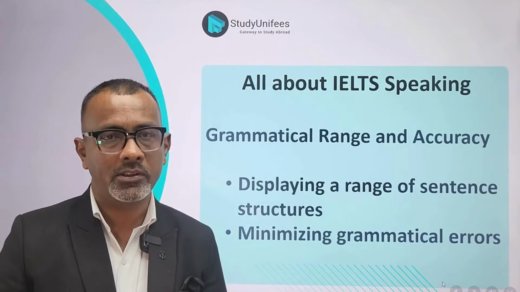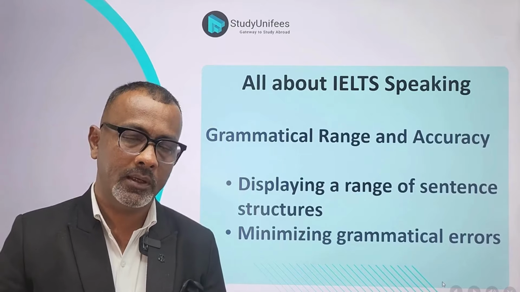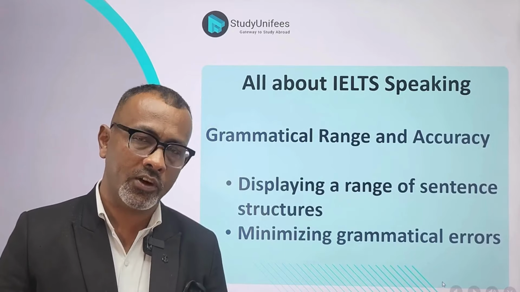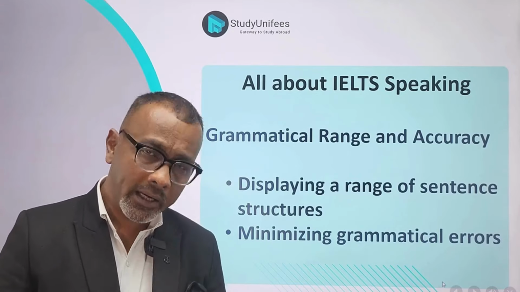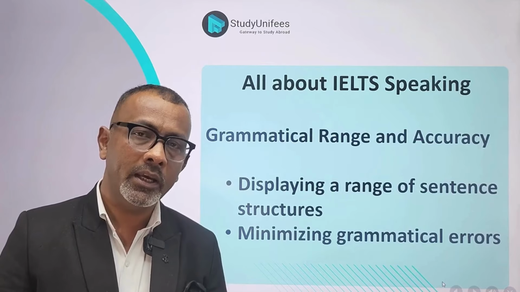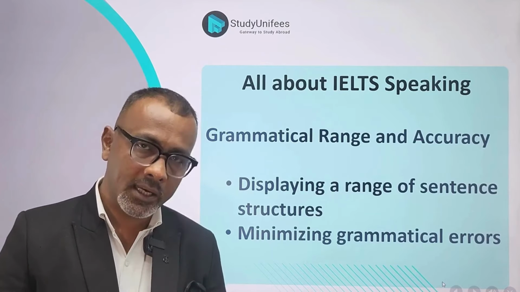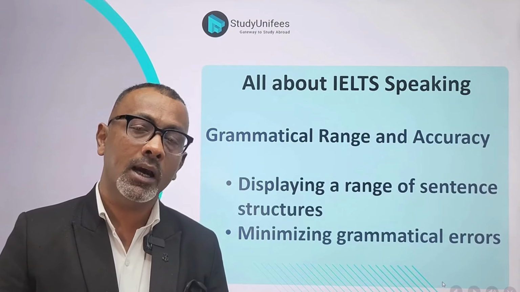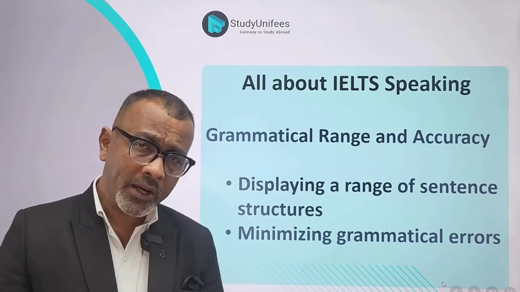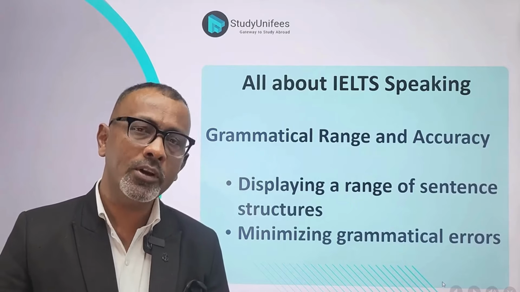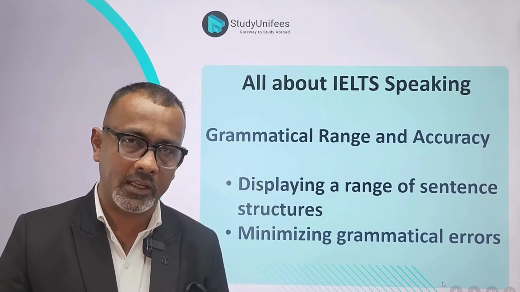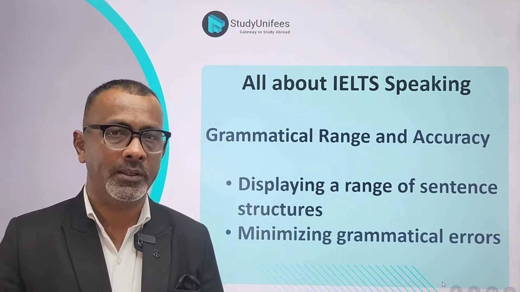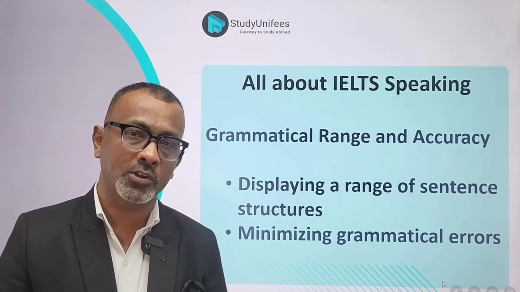Grammatical range and accuracy is the third band descriptor. Grammatical range means communicating your thought in a variety of structures and sentences. In English, we communicate mostly in phrases and sentences. Sentences like the simple sentence, the compound sentence, the complex sentence, and the compound complex sentences. Make sure that you speak in a harmonious blend of different kinds of sentences. This is grammatical range. Grammatical accuracy means making as few errors as possible when you speak.